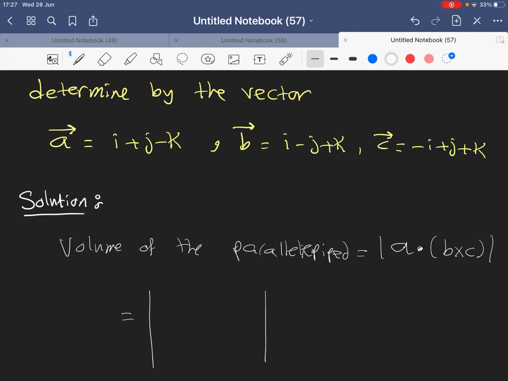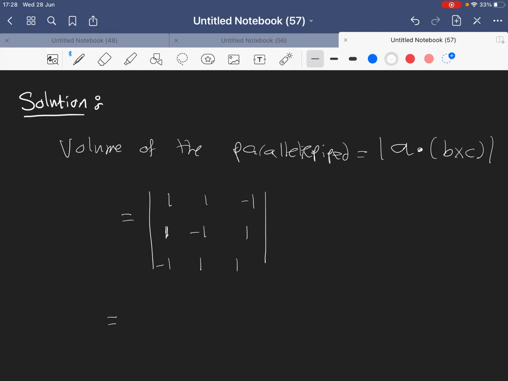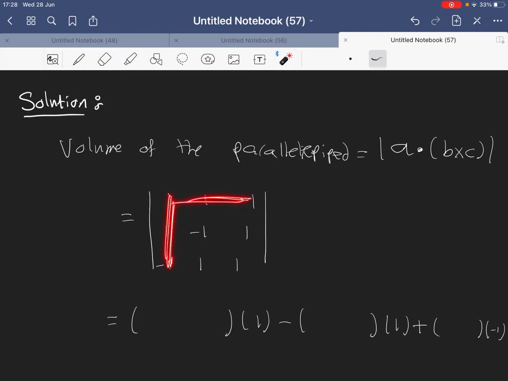In the first row, I will write the coordinates of A, which are 1, 1, negative 1. In the second row, I will write the coordinates of B, which are 1, negative 1, and 1. And finally, negative 1, 1, 1. Now, we know how to do this. We take the first entry, which is in the place of the i, and we cancel the row and the column that contains this number. So it will be 1. Then for the second entry we do the same, and for the last entry we need to put negative 1.